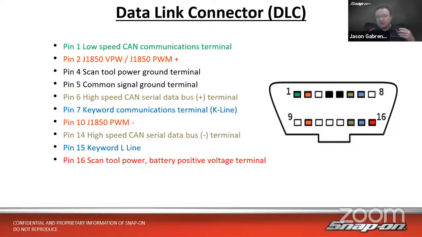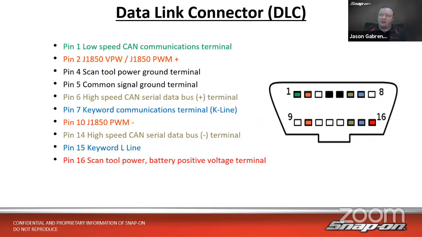Pin 2, J1850 variable pulse width would be a single wire protocol that, once again, GM used mid-90s through the mid-2000s there. So that's a single wire protocol. Or that would also be if I had a J1850 pulse width modulated signal, positive side, that would be on that pin as well. And we'll talk through the different networks as we go, as I said.